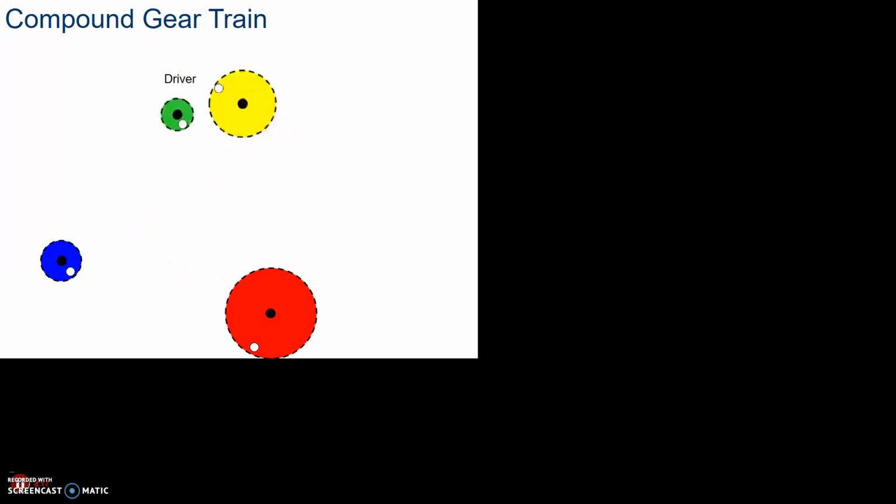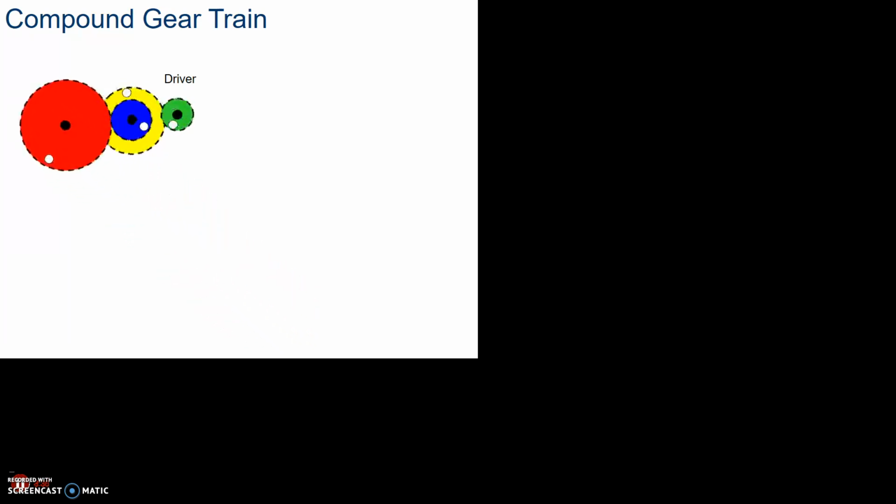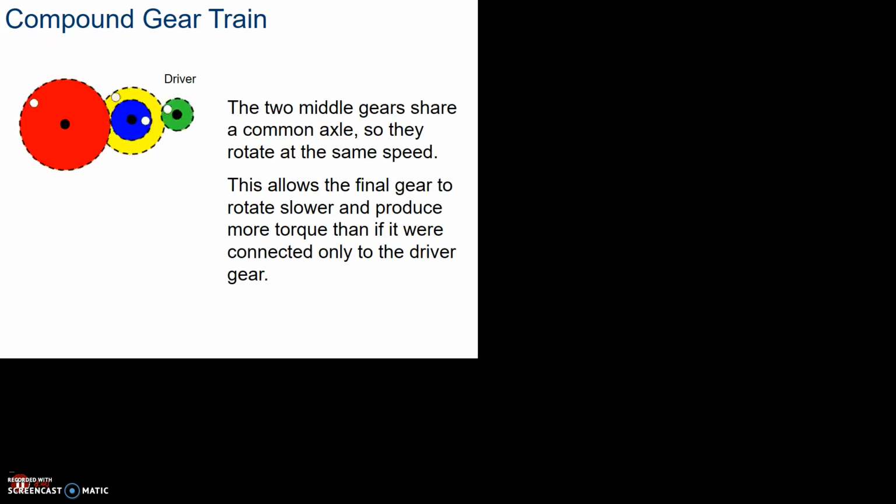So we have a driver driving a yellow gear. Notice how green is going faster than yellow. But this time we're going to stick blue onto yellow. Notice how they're going at the same rate of revolutions, the same omega, the same RPMs. And then lastly we're going to put red there. This is called a gear train. The 2 middle gears share a common axle, so they're going to rotate at the same speed.